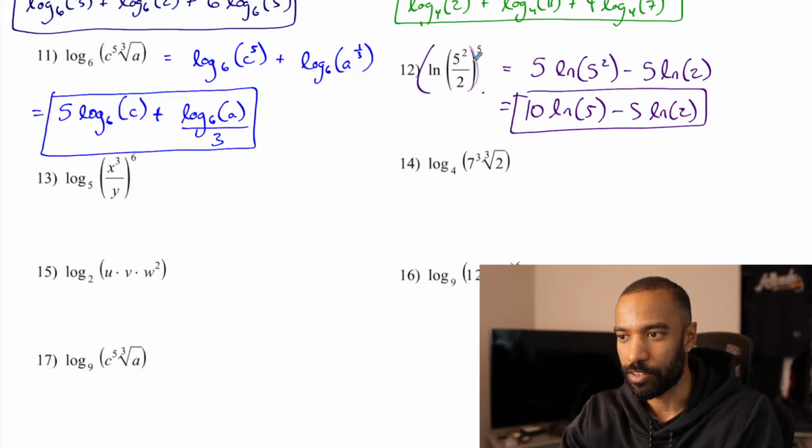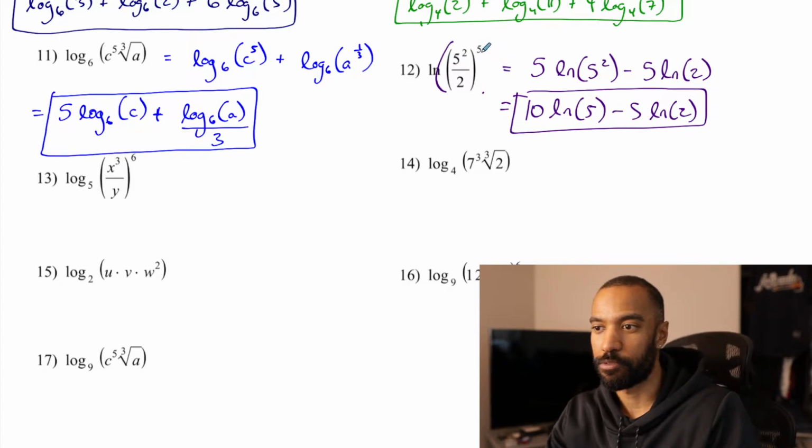We're not raising this to the 5th power. We're just raising this to the 5th power. So we're taking the natural log of this whole thing right there. Otherwise, that 5th power thing won't go there, right?